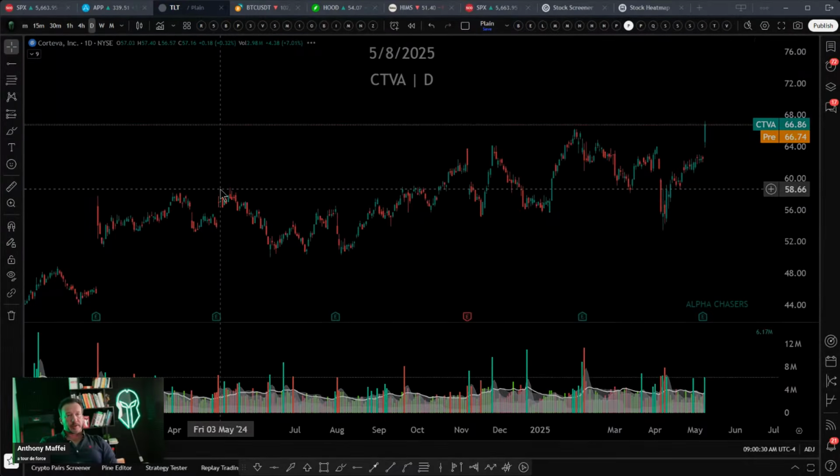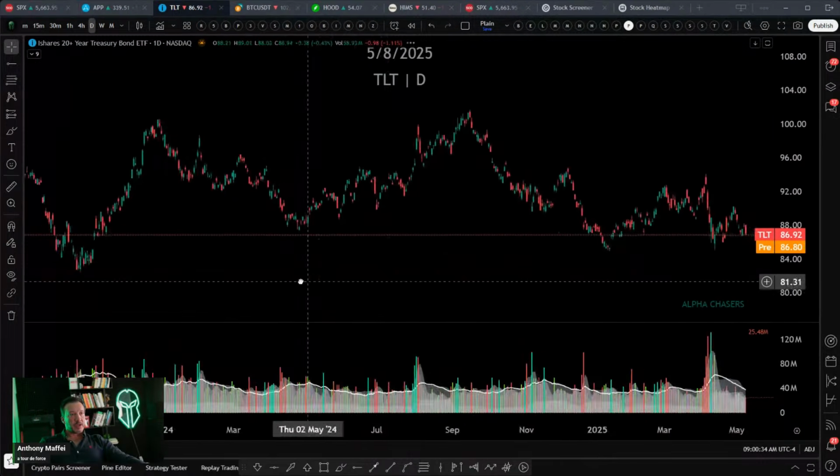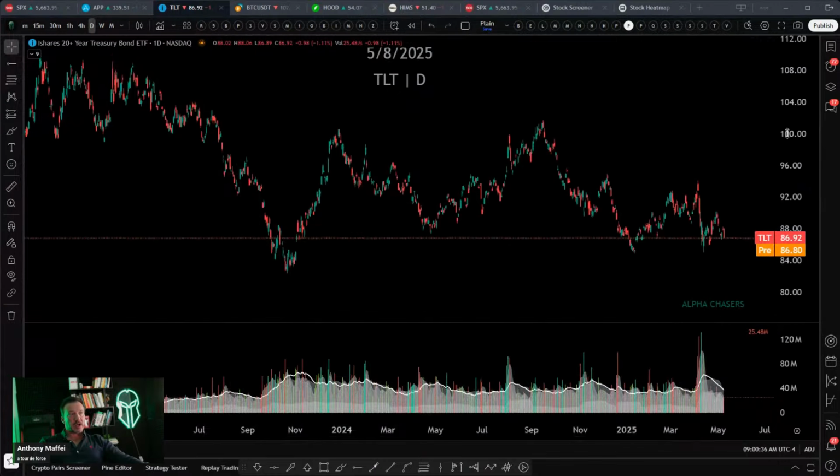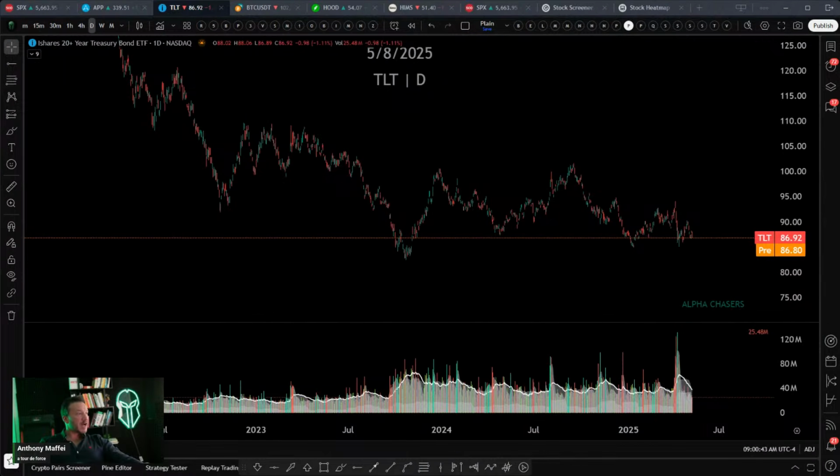TLT is going to be all over the place. Nobody wants to own the 20-year until they figure out what to do with the budget. And DOGE didn't do squat. They cut some stuff, but they didn't do enough. And you have all this spending out there, and it's not sustainable. It's just not, no matter where you're at.